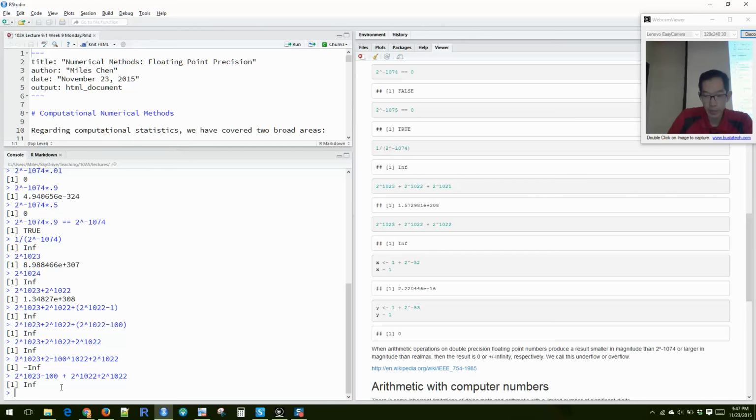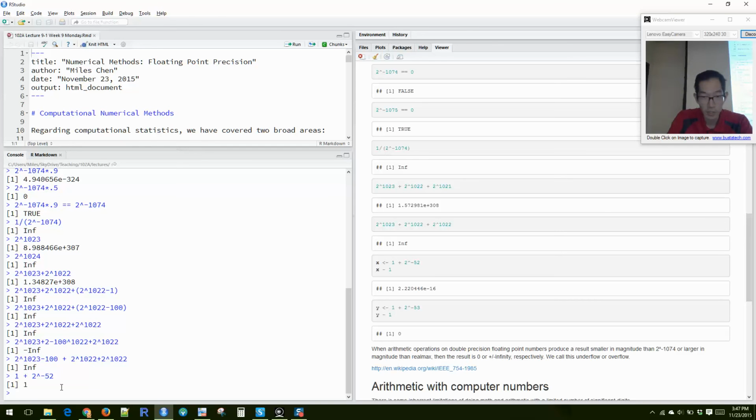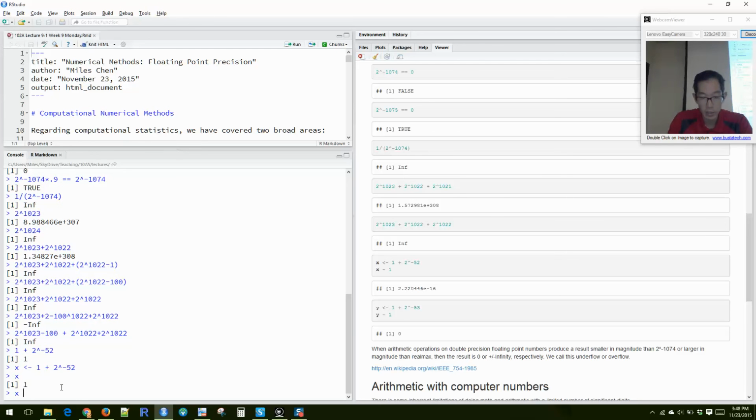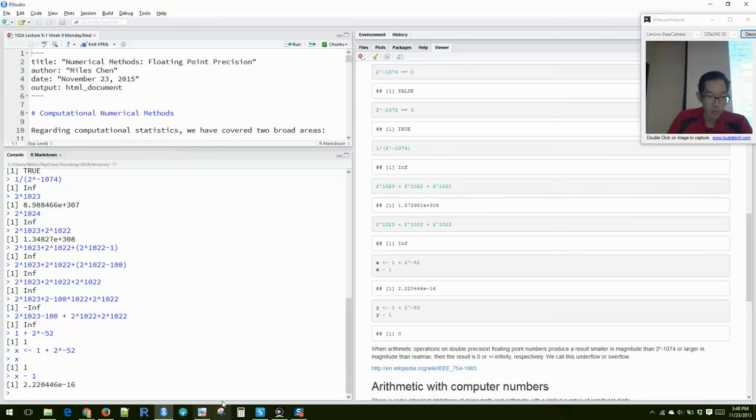If I raise something to a very small number and I add it to 1, it can't keep track of it. It loses sight of it. So if I have 1 plus 2 raised to the negative 52, it sees this. It prints out 1, but it's not actually equal to 1. I can store this as x, and x looks like 1, but if I say what is x minus 1, it says, oh, you got this really small number.